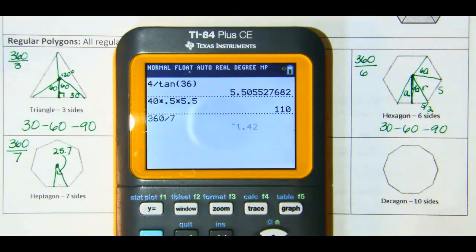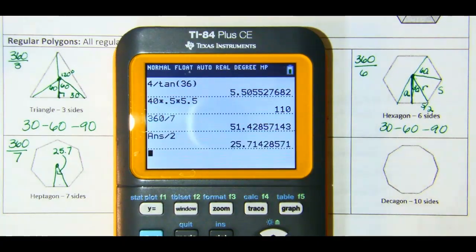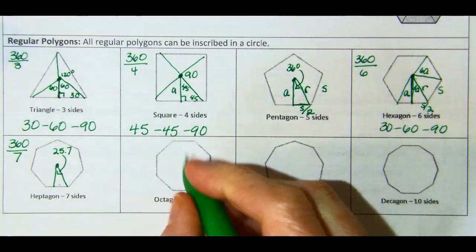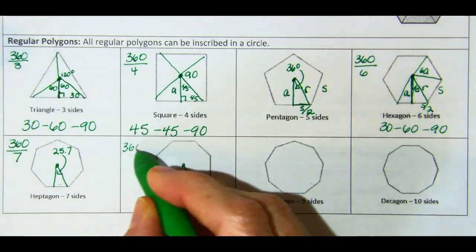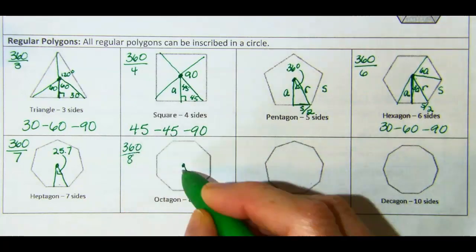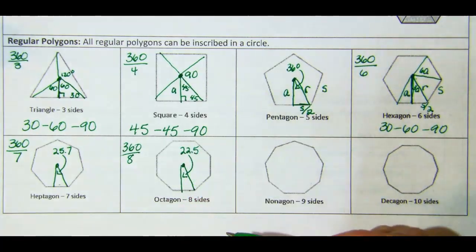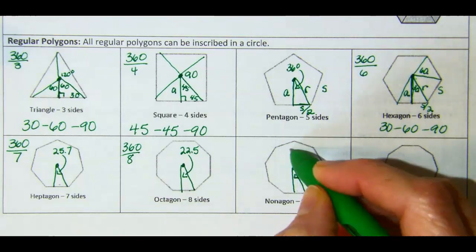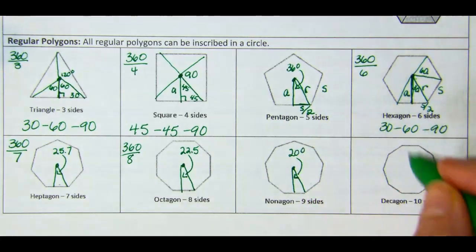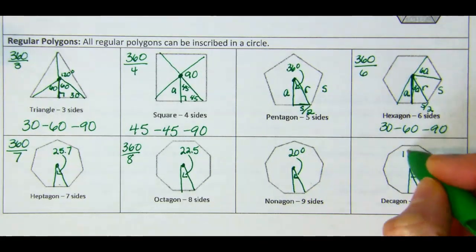Now I'll show you how I came up with 25.7. 360 divided by 7, that would be the big sector, but divide that by 2 and you're going to get 25.7. Now I'm going to quickly do this for the octagon. The octagon would be 360 divided by 8, but then you would have to divide it again. So this angle is going to be 22.5. The nonagon, the apothem angle would be 20 degrees. And then the decagon, if you drop the apothem here, that's going to be 18 degrees.